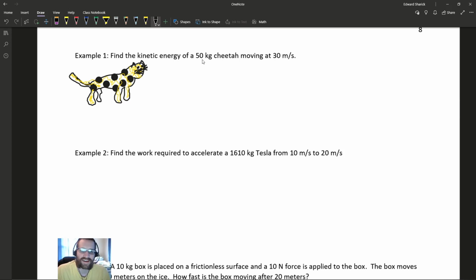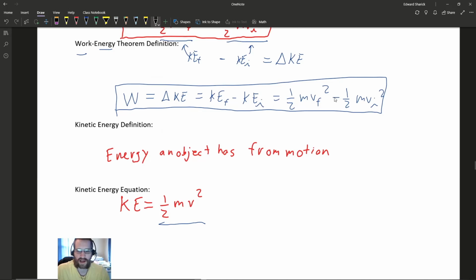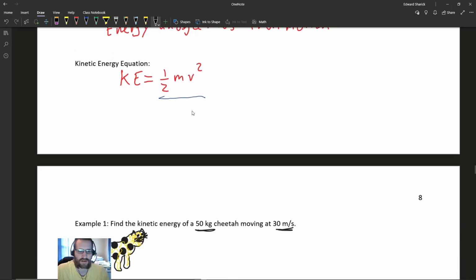Okay. Find the kinetic energy of the 50 kilogram cheetah moving at 30 meters per second. So in this case, we might look at this equation up here and say, okay, how does this apply? It doesn't, right? This tells us work equals change in kinetic energy, but this just asks for kinetic energy. So we're starting basic. We're starting at this kinetic energy equation right here. This is what I want. That's what I want to use right here.